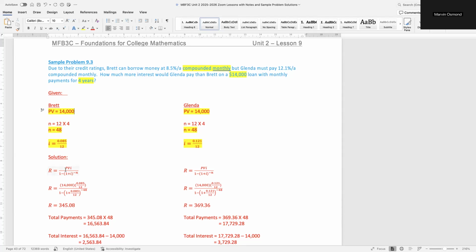first the formula for each of the two individuals. So for Brett, we're looking for the monthly payments. How much is he going to pay per month? So it's going to be a formula PVI divided by 1 minus 1 plus I to the power of negative n. And the same formula for Glenda. Nothing changed. Both same formula. So it's the same. What we're doing is a comparison. So when you do a comparison, we're going to be using the same formulas.